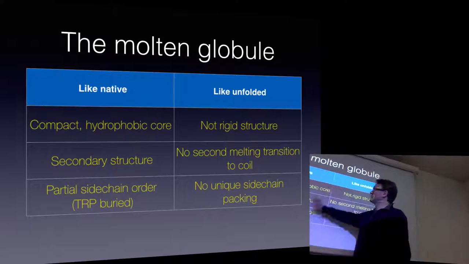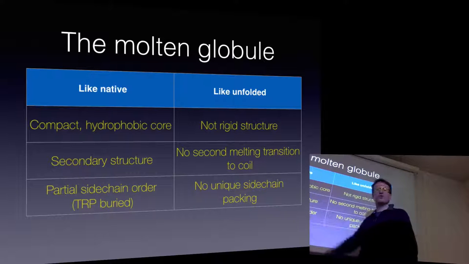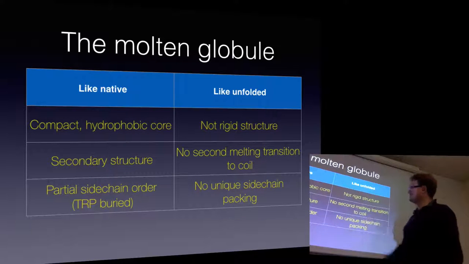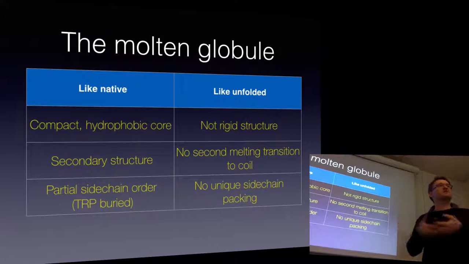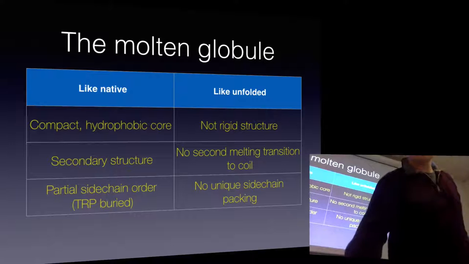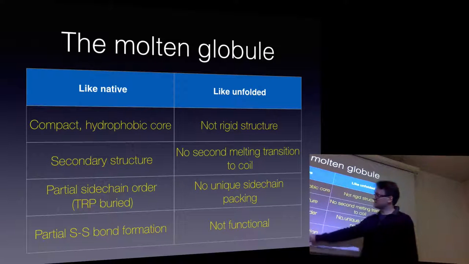Related to the first one, big hydrophobic side chains are definitely buried, for instance. So in that way, it's ordered. But there is really no unique side chain packing, and that's the way it has kind of been destroyed. If you have a binding site or something, by the time it's literally molten, you don't have a well-defined binding site anymore, so it's not really going to work. And literally, not functional.